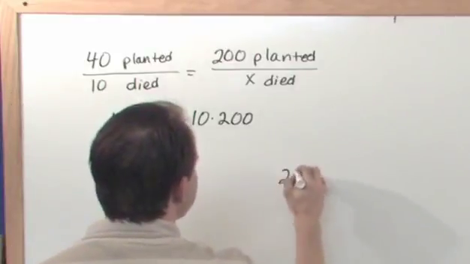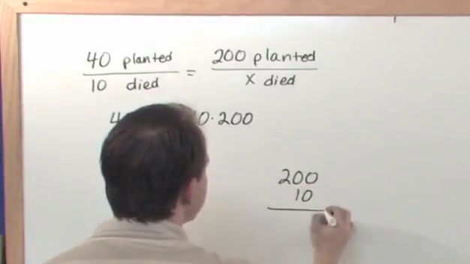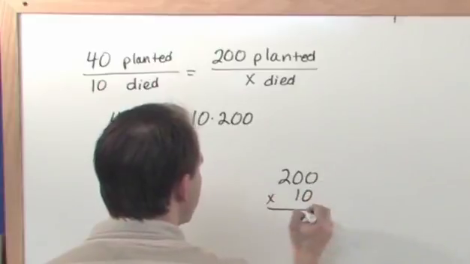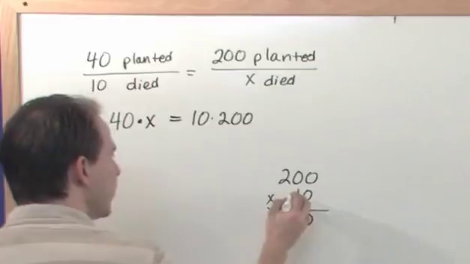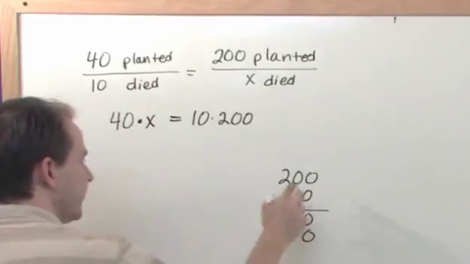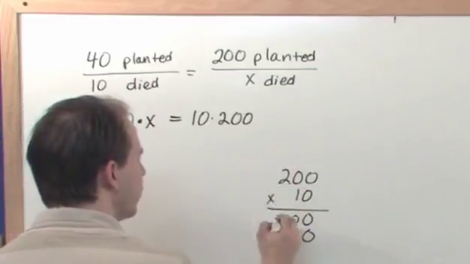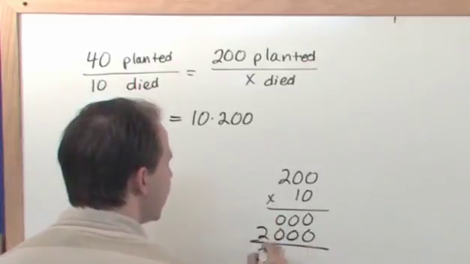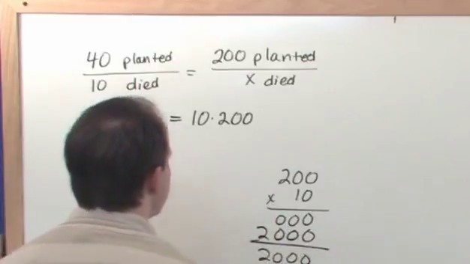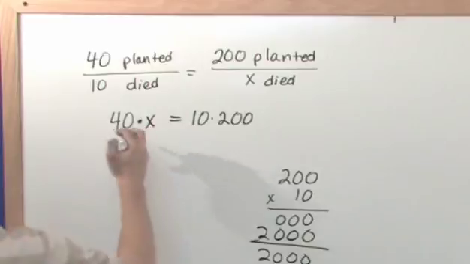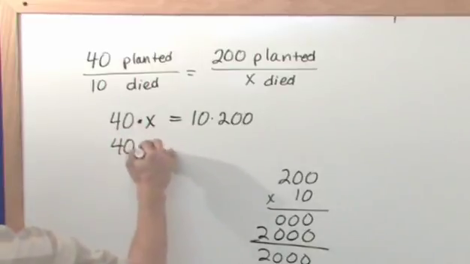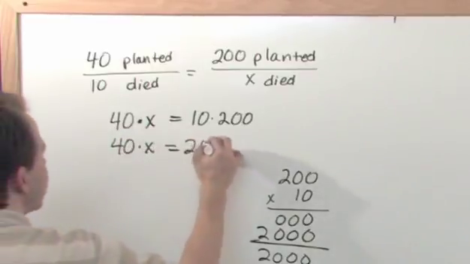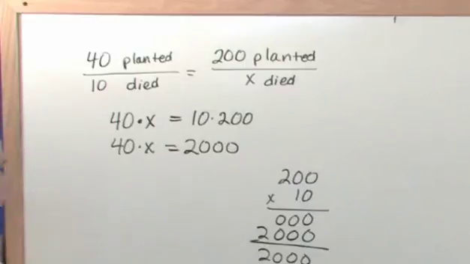Well, you probably already know this, but if you don't, 0 times 0 is 0, 0 times 0 is 0, 0 times 2 is 0. Moving on to this digit, so I put a 0 here. 1 times 0 is 0, 1 times 0 is 0, 1 times 2 is 2, and adding all of this up, I'm going to have 2,000. So 10 times 200 is 2,000. So I have 40 times X is equal to 2,000.